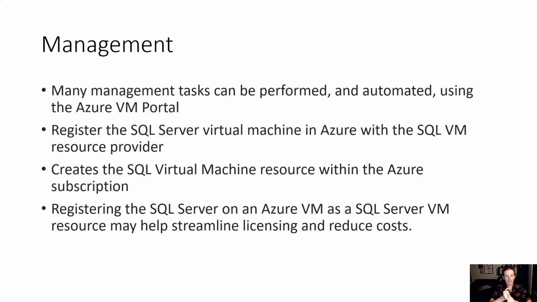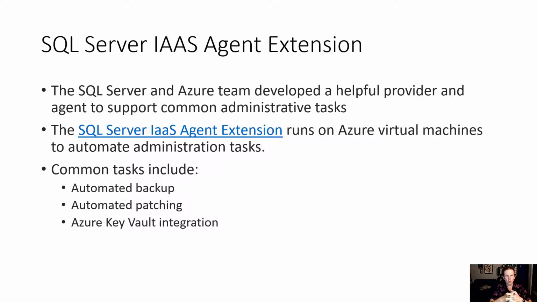You can create a VM image and put that in the portal, and it will help you. You can do a couple other things that will help you control licensing costs and help you reduce costs. So one tool that you can install in a VM is the IaaS agent extension for SQL Server. There's a link here. This extension will help you automate your backups, automate patching, and integrate with Azure Key Vault, all tasks that you're going to eventually want to be able to do.